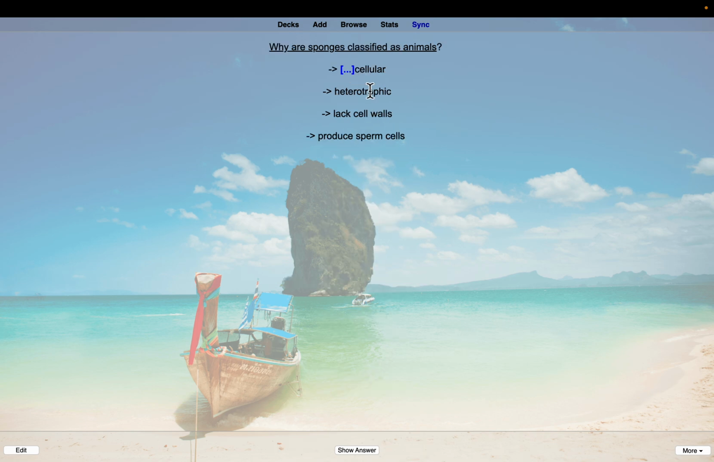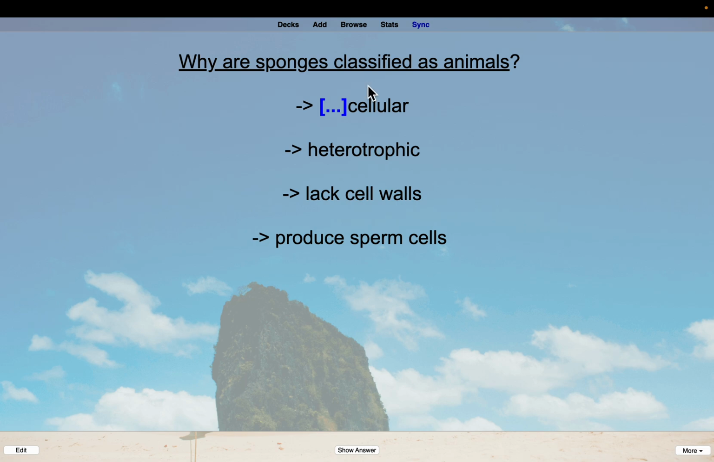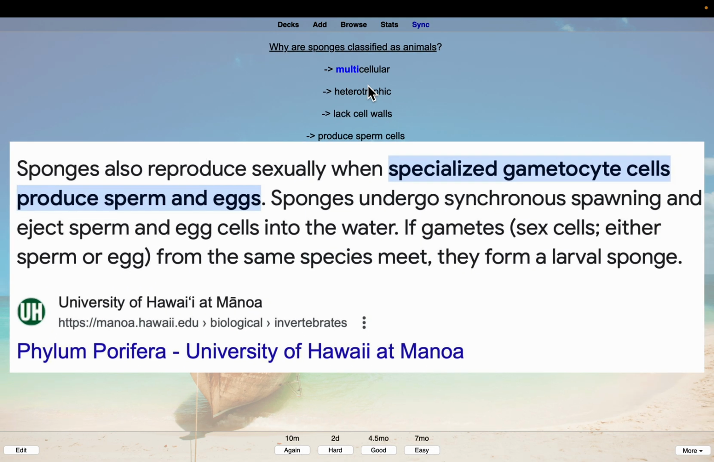Why are sponges classified as animals? They are multicellular, heterotrophic, they lack cell walls, and they produce sperm cells. Sponges also reproduce sexually when specialized gametocyte cells produce sperm and eggs.